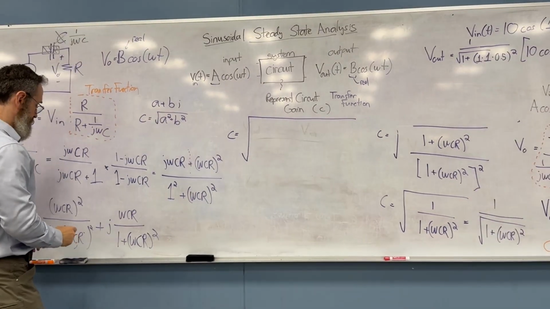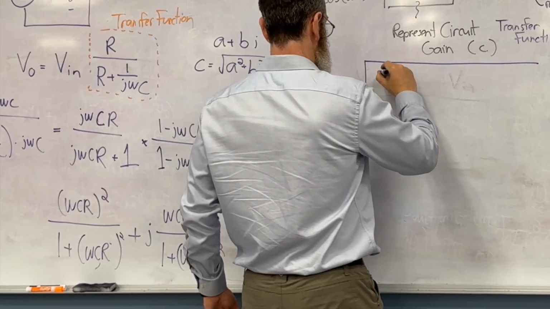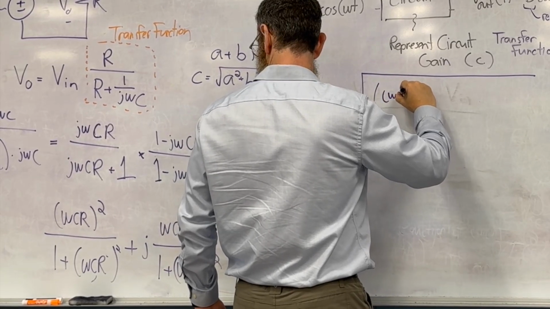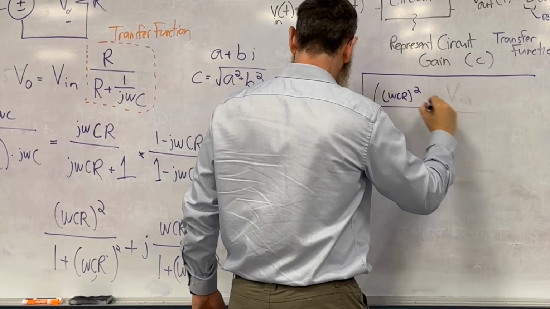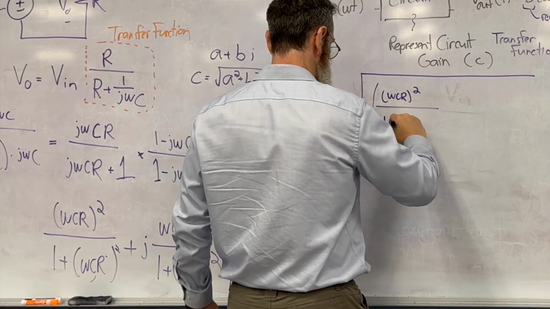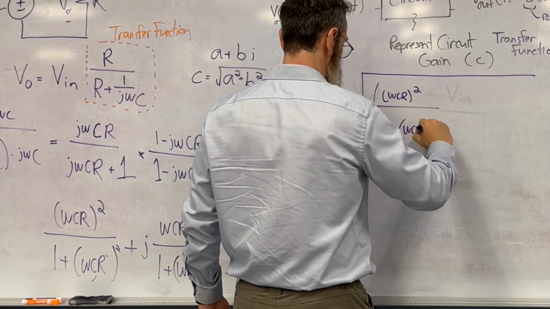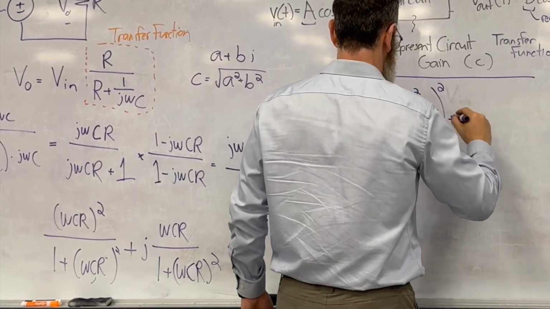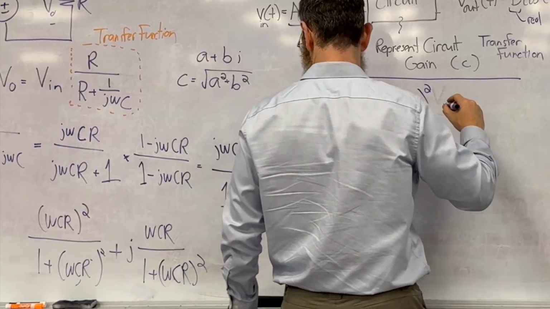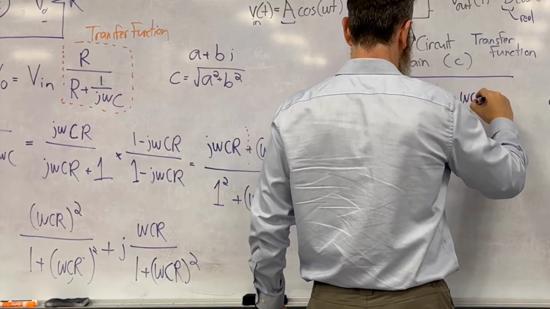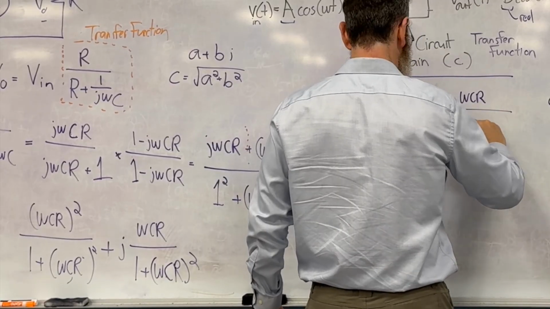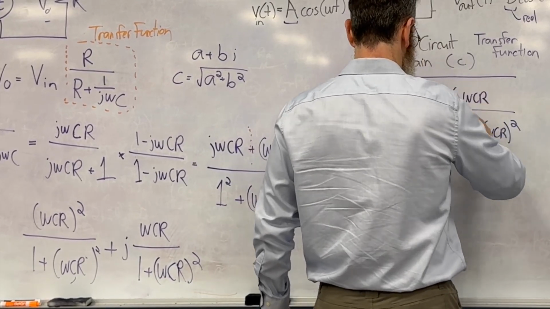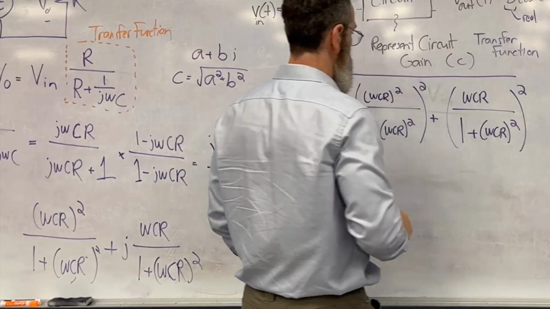And I'm going to take A and square it. So it's going to be parentheses WCR squared over 1 plus WCR squared, plus the B term, which is just WCR over 1 plus WCR squared, and all of this is squared. And that is the C term.